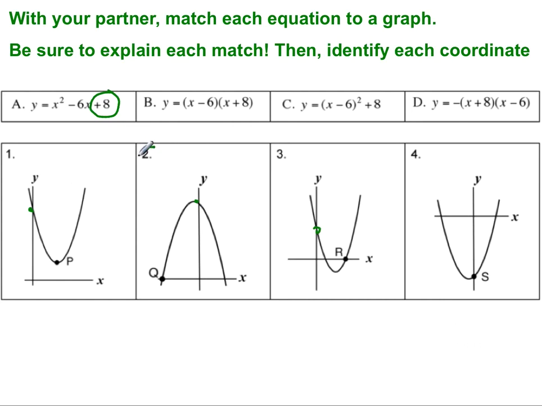I would say graph 2 stands out as being different because it's also the negative graph. So it's downward facing. So if we look at D, there's our negative. Okay, so that is D.